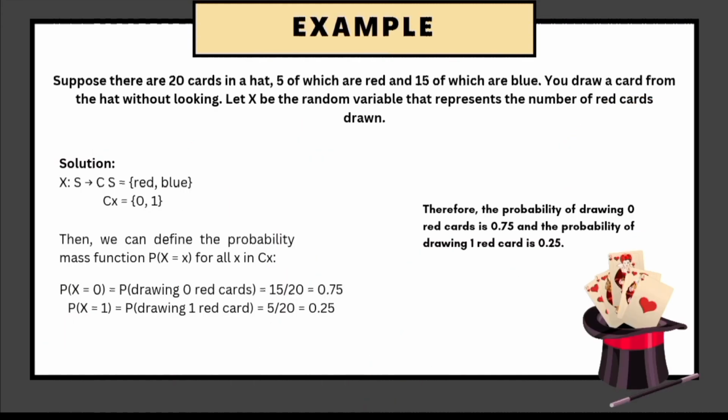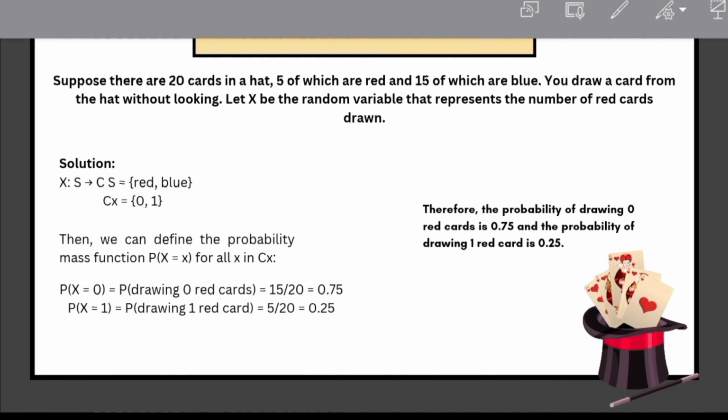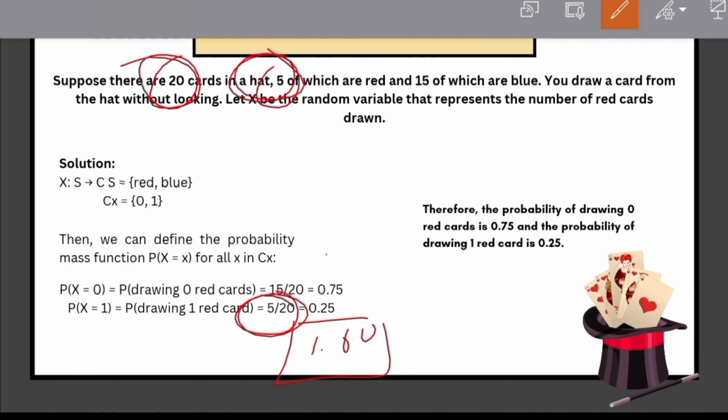So here is a clearer view of the example if you don't understand my handwriting. As you can see here, we have 75. If we add these two, it will be 1, which signifies the property that we discussed earlier. And as we see here, as we have 20 cards in total and 5 are red, we just need to divide those to get the probability of us getting a red card, which is 25%, or in fractions, 1/4.